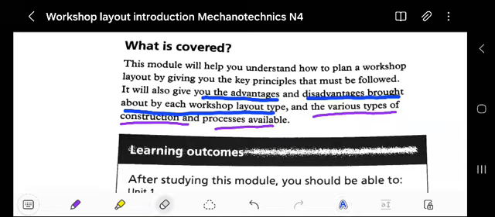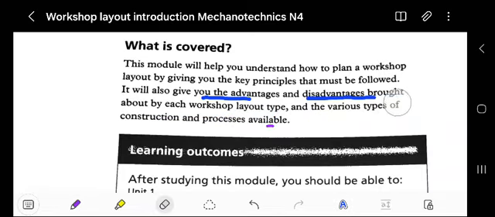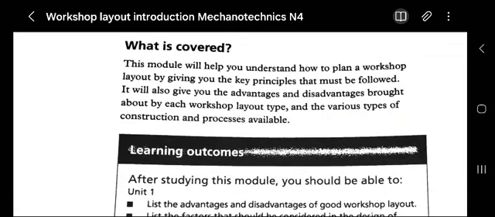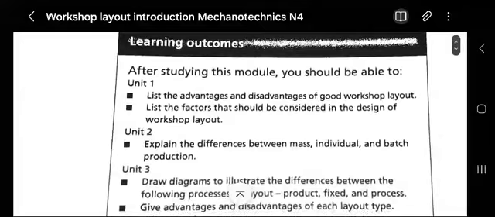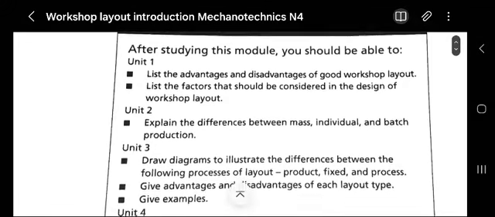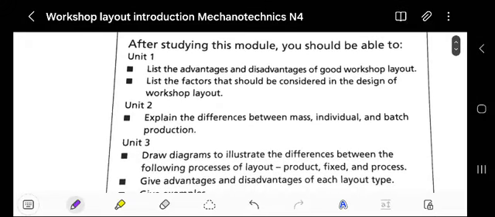All because of these processes, because of the various types of construction and processes. We have various ways in which we can build or lay out a workshop, and we have many types of processes that can take place. So without wasting time, in this learning outcome, you must know what you should be able to do after studying this module. This is unit 1.